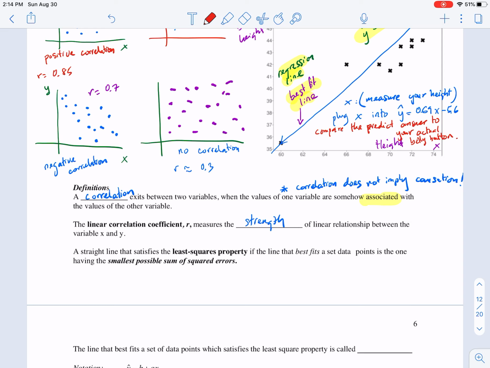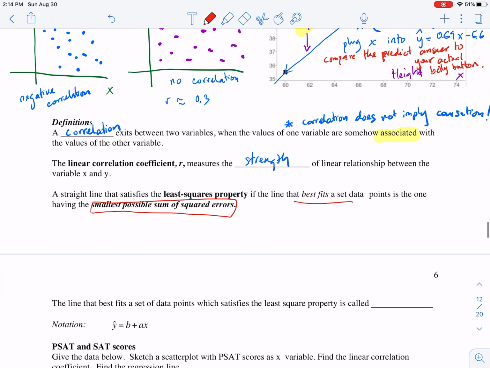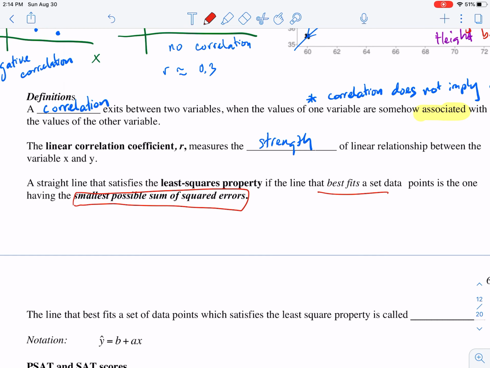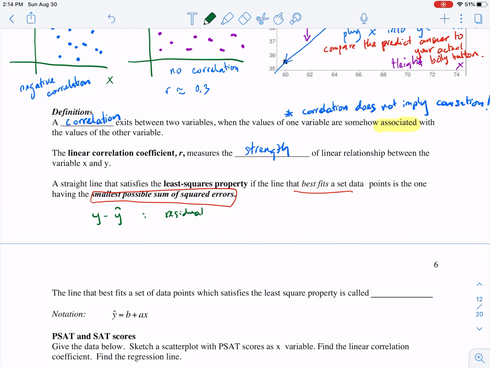The method that we use to obtain the best fit line, or the regression line, is called the smallest possible sum of squared errors. Just quickly, the math behind it is you do a bunch of calculation between the observed value and the predicted value. So you do y minus y hat, and this is the residual. You do a bunch of these, square them up, and figure out which line has the smallest possible sum of squared errors.